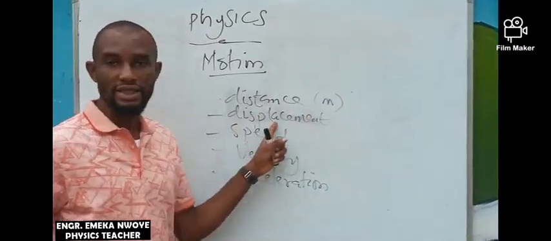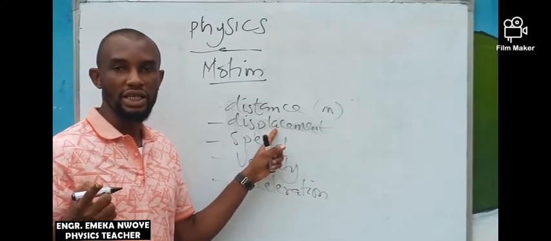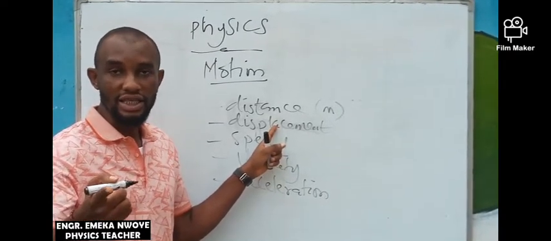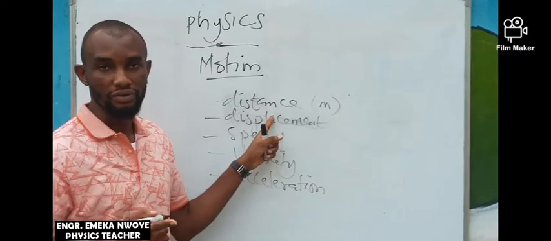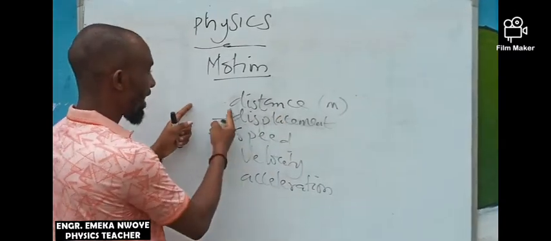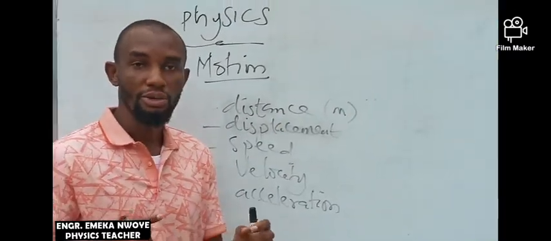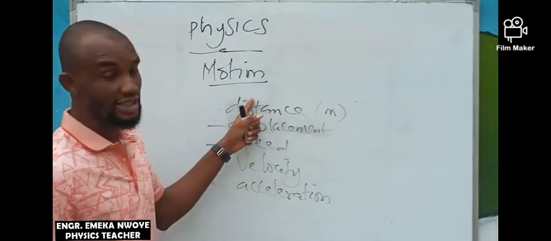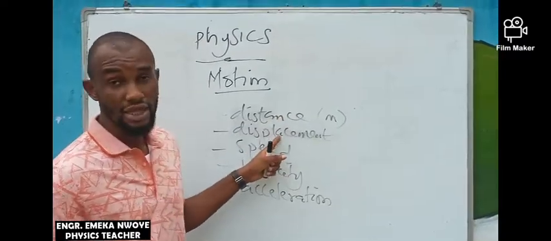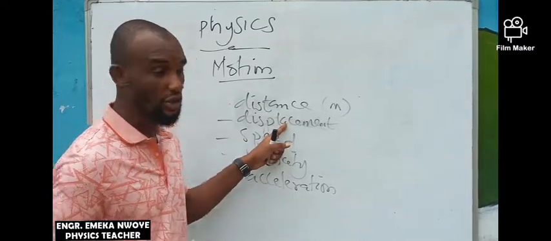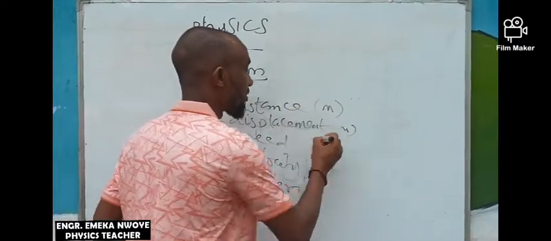We have displacement. Displacement is distance in a definite direction, meaning that displacement and distance are same, but they are not same. Distance is a scalar quantity, displacement is a vector quantity, and displacement is also measured in meters.